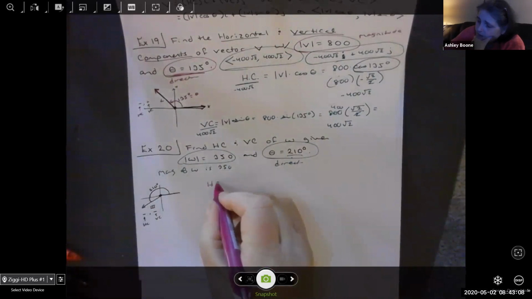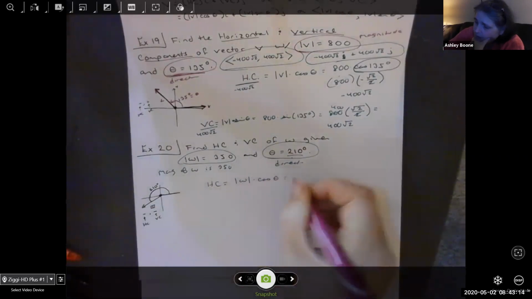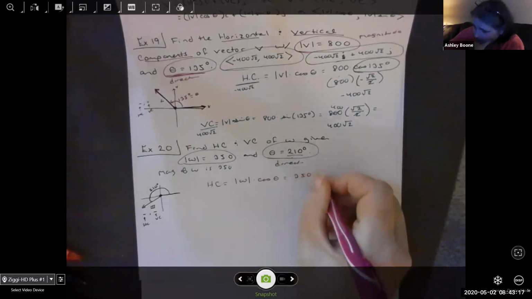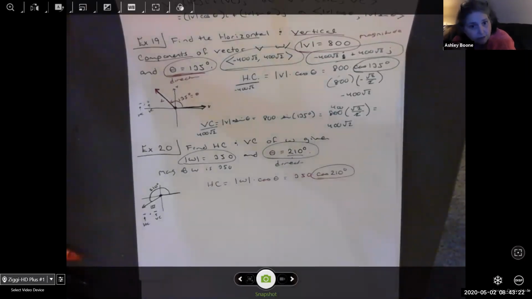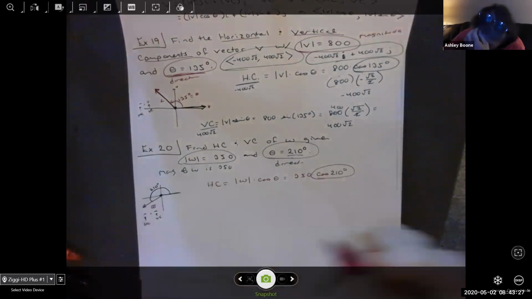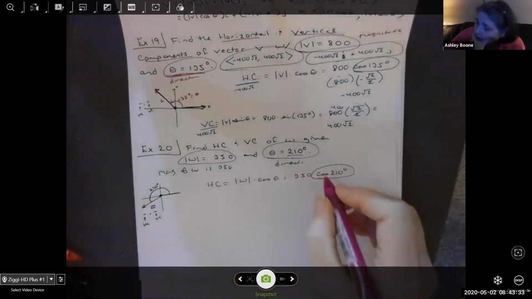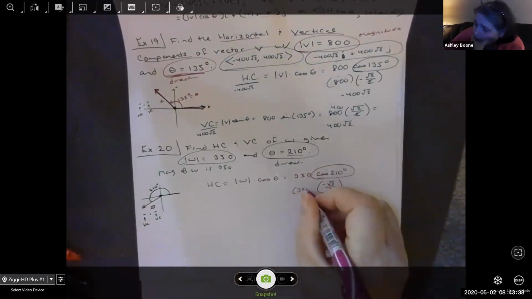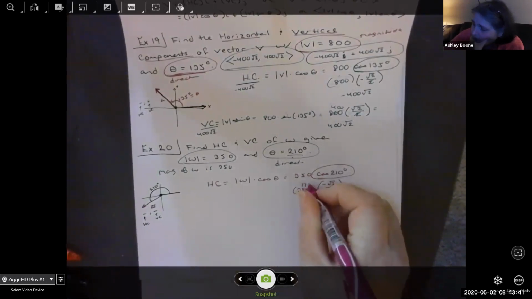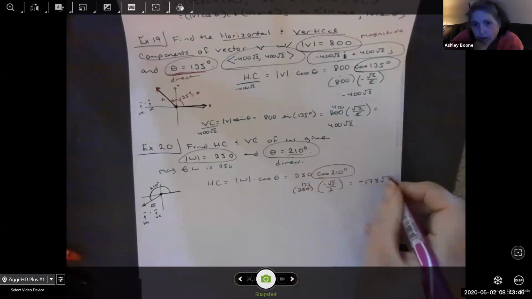My horizontal component is going to be the magnitude of the vector times the cosine of the angle. So that's 350 times the cosine of 210 degrees. Now, this is one of our nice angles. A 210 degree angle has a terminating point where the x value is negative root 3 over 2. So this will be negative square root of 3 over 2 times 350. 2 will go into 350 175 times. Positive times negative is negative. So that's negative 175 square root of 3.